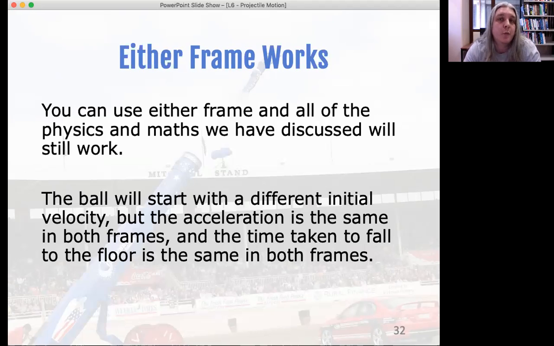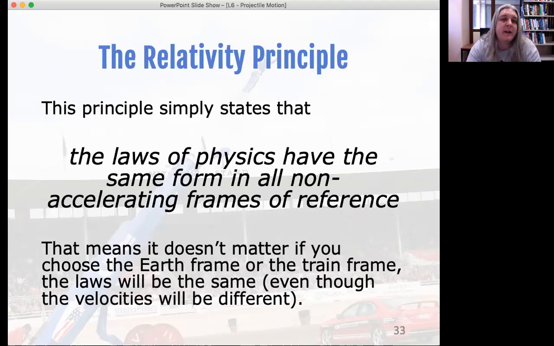The laws of physics will work in either frame of reference, as long as the frame is not accelerating. So we've talked about the idea of constant velocity versus changing velocity and acceleration. If your frame itself is accelerating, then the laws of physics start to break. They don't work. So as long as your frame of reference is at a constant velocity and not accelerating, then the laws of physics will work, and you can choose any frame of reference you want. And that is the relativity principle. It's given this name because it is important to know that you can use any frame of reference.